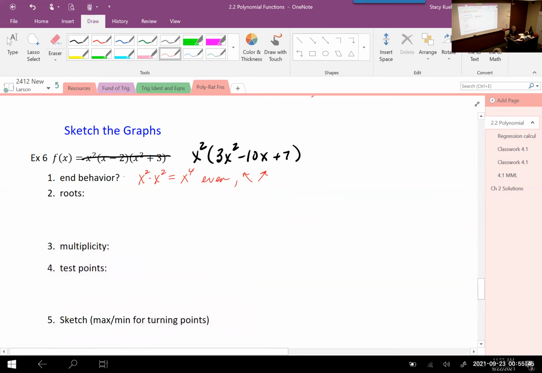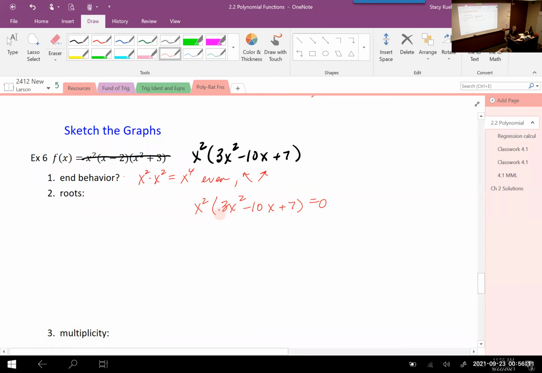Now let's find the roots of the function. How do we find the roots of the function? Factor it out to where we can. Set it equal to 0 and solve. Okay, set it equal to 0 and solve. So I have x squared times (3x squared minus 10x plus 7) is equal to 0. x squared equals 0. That's pretty easy.